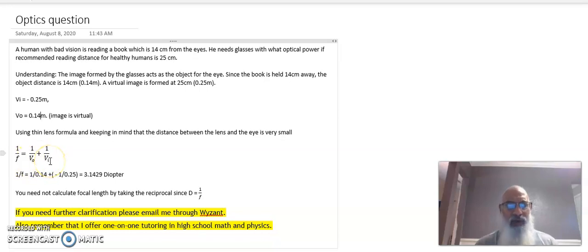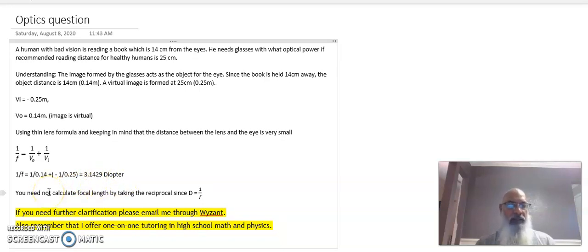This terminology could be different in different books and different systems. I mean, it doesn't matter. The idea is that f is the focal length, v_o is the object distance, and v_i is the image distance. Okay, and then we just plug the values in. So 1 over f becomes 1 over 0.14 plus a negative 1 over 0.25, and the answer comes out to 3.14 diopter.